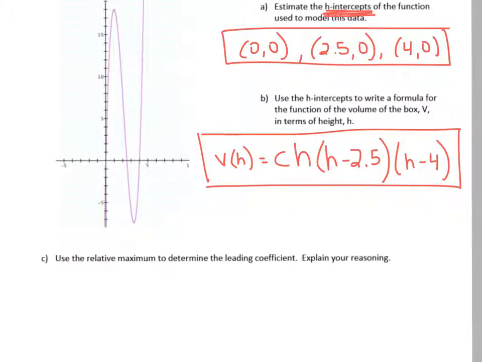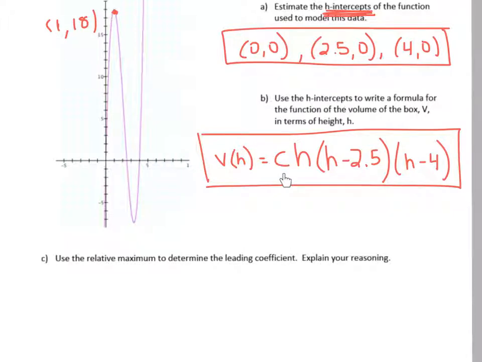All right, so it looks like the relative maximum is right here. It's kind of hard to see on your paper because the lines of the grid aren't completely accurate, but I could actually see it a little better here. We could see that that maximum point is at (1, 18). So what we want to do is use that point to help us determine the leading coefficient. So here's our leading coefficient.